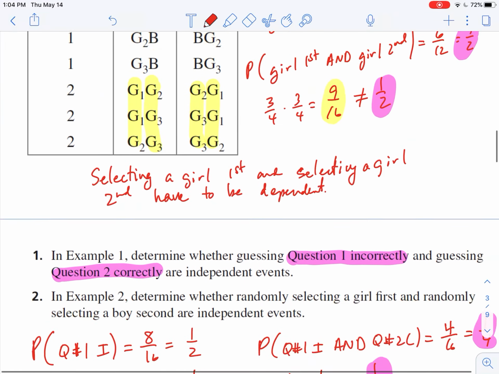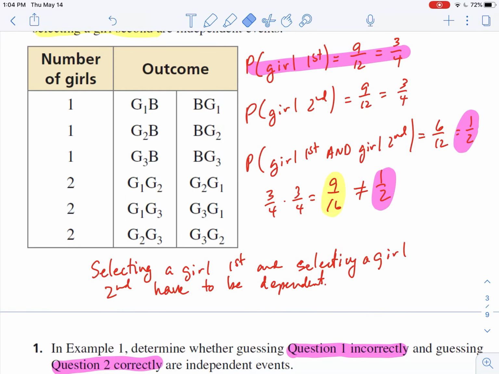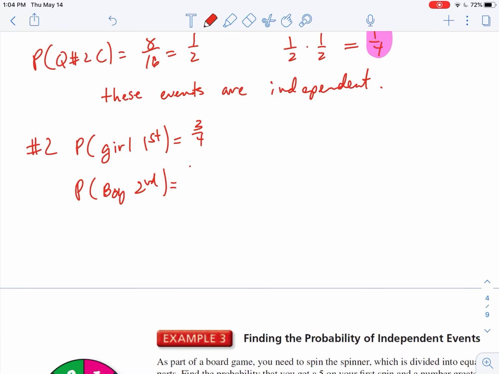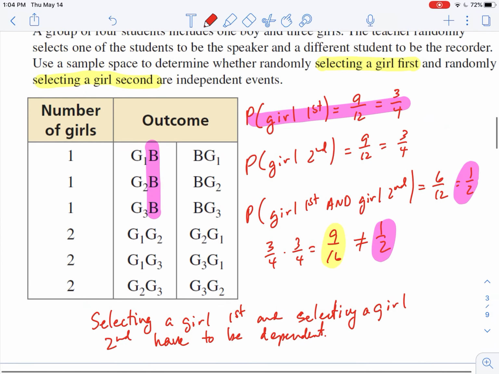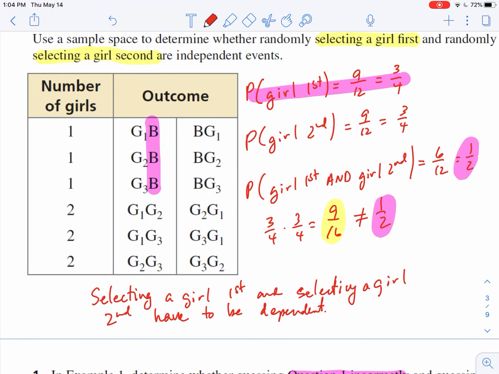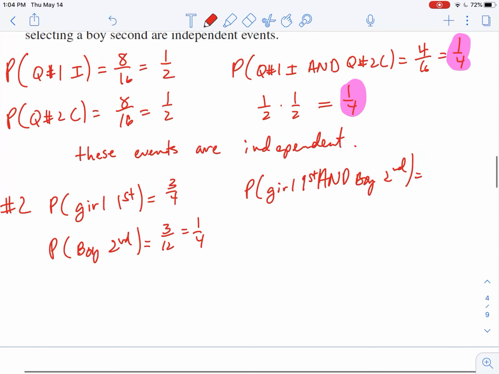But the probability of finding a boy second, let's go back and erase sort of our marks here and see which of these has a boy in the second position. So these 3, so it looks like 3 out of 12, which is 1/4. And then let's compare that with the probability of finding a girl for the first position and a boy for the second position. So let's look for a girl followed by a boy, and it is just those 3 options again that we have highlighted out of 12. So that's going to be a 3 out of 12, which is a 1/4.